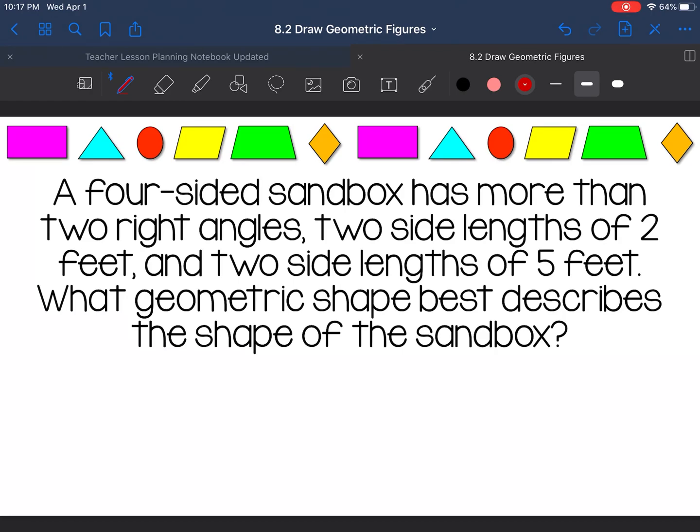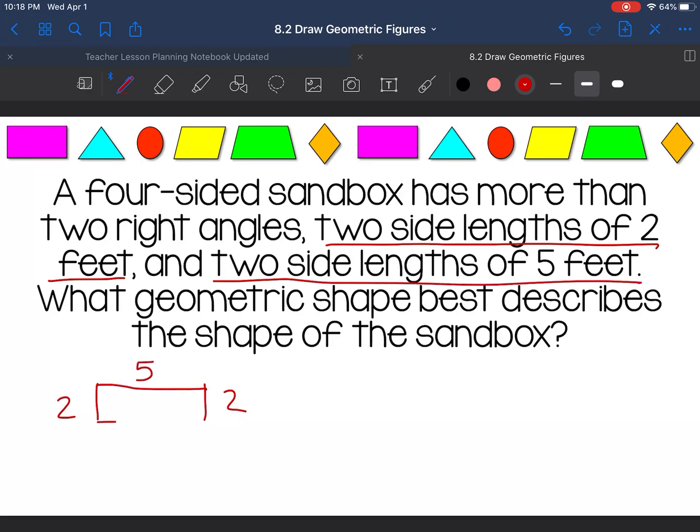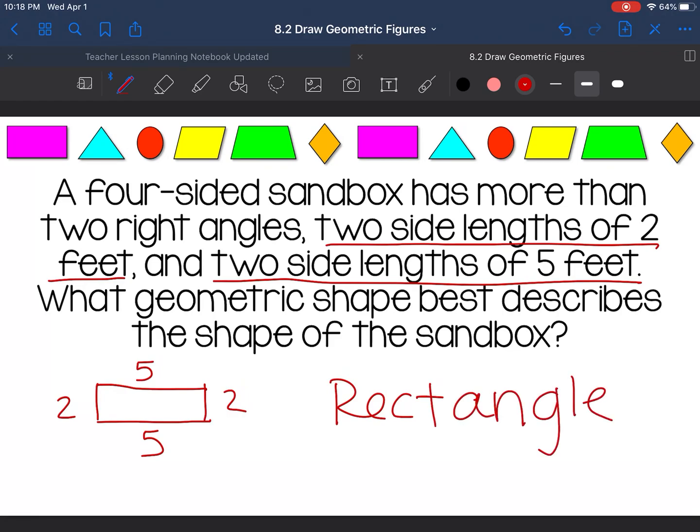All right, so when I solved this problem, honestly, what I did was I drew a picture to figure it out. I know that 2 side lengths are 2 feet, so I'm going to have 2 sides, and those 2 are going to be 2. And I'm going to have 2 side lengths of 5. So if I connect those and get 5, connect those and get 5, what shape is that? It is a rectangle.